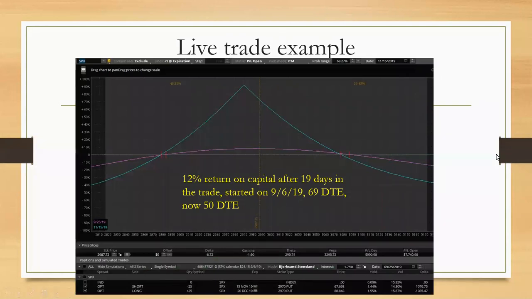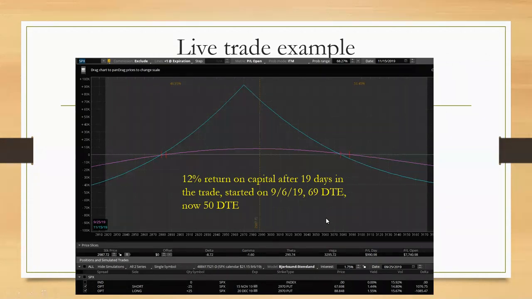And this is a live trade example of a trade that I've got on right now. This is a 25 lot trade. I put this on September 6th, 19 days ago. And I'm up 12% on this trade right now. I'm still very comfortably under the profit tent. It's still 50 days to expiration.